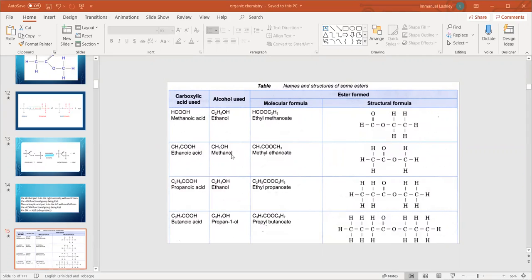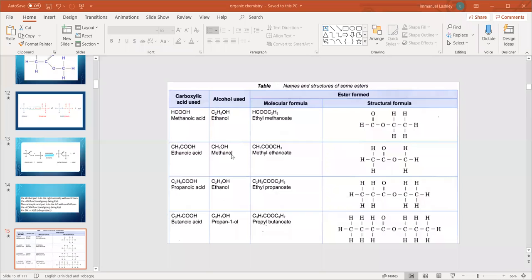Now if we go on to the next one, propanoic acid plus ethanol: from the ethanol, you take out the prefix eth and add YL to it. It becomes ethyl. And from the propanoic acid, you take out the oic acid and add OATE to it, so it becomes propanoate. So you end up with ethyl propanoate, and that is your ester plus water.